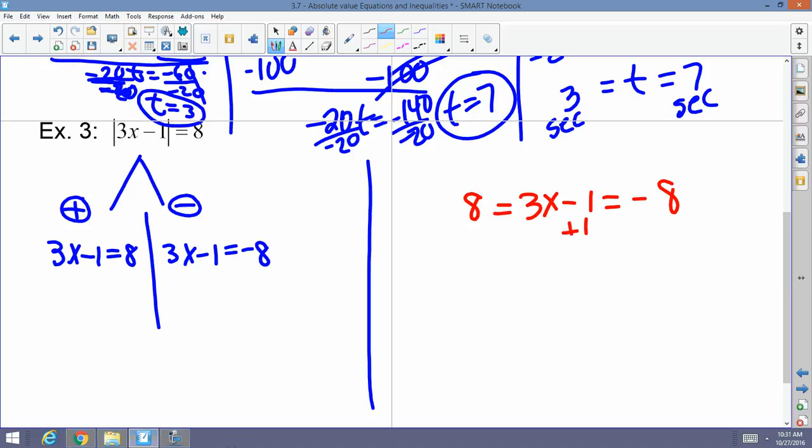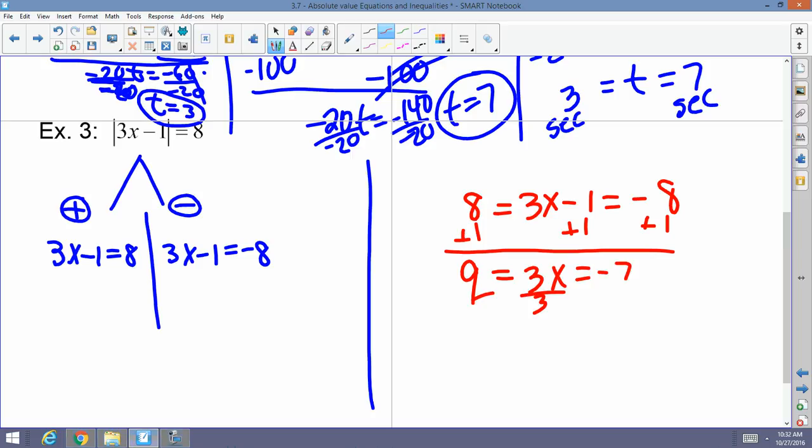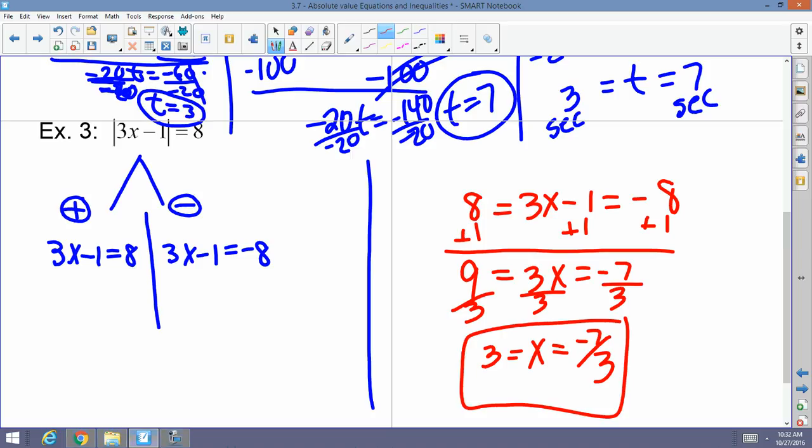So I'm going to add 1 to both sides, giving me 9 equals 3x, which equals negative 7, divided by 3, and we're done. X equals 3, and x also equals negative 7/3. Now I've been getting lazy, I haven't been checking, we've got to check.